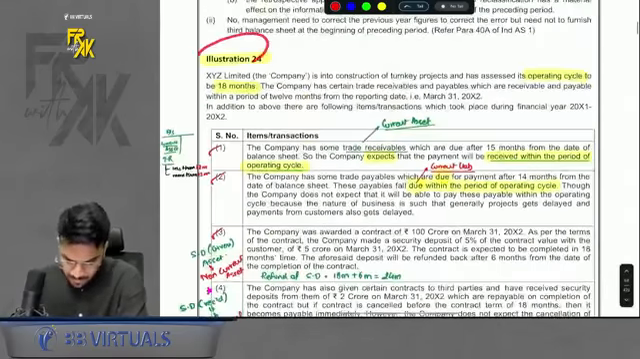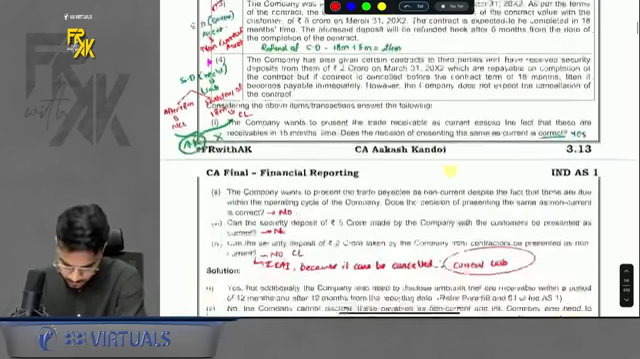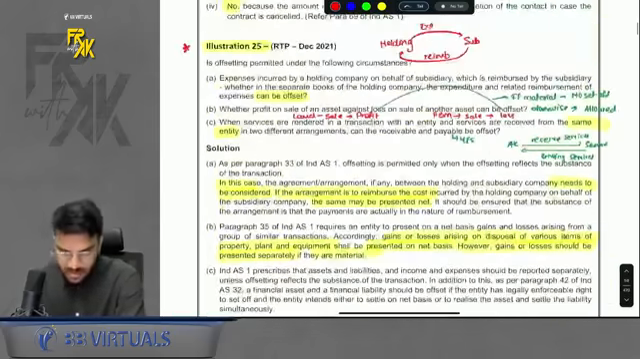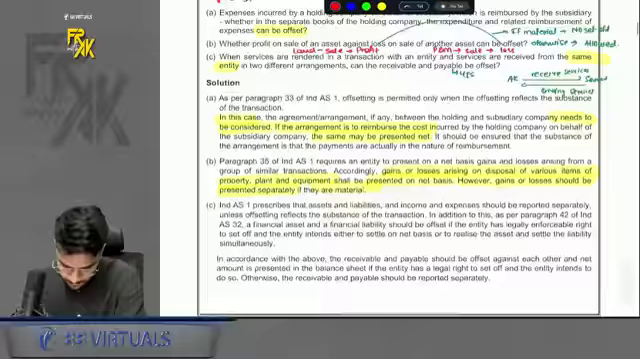Same for 24, just give it a read. Similar question, I will take a better one of it. Question 25 also, just give it a read. Offsetting provision, just give it a read.